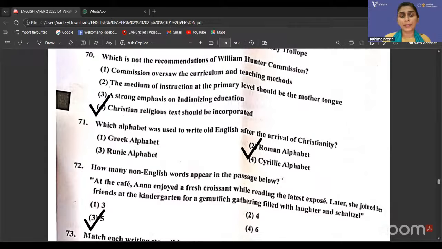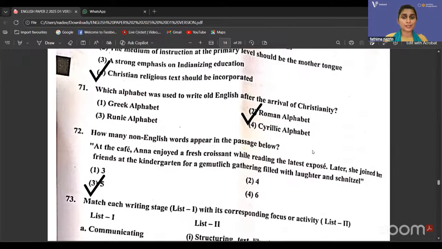Now, which alphabet was used to write Old English after the arrival of Christianity? It is Roman alphabet. Okay, it is Roman alphabet. So, 71, option number 2.